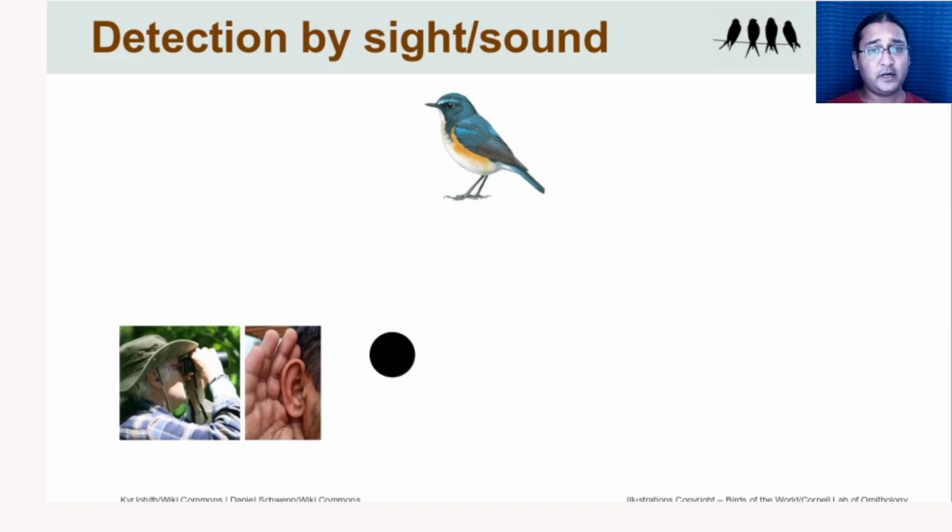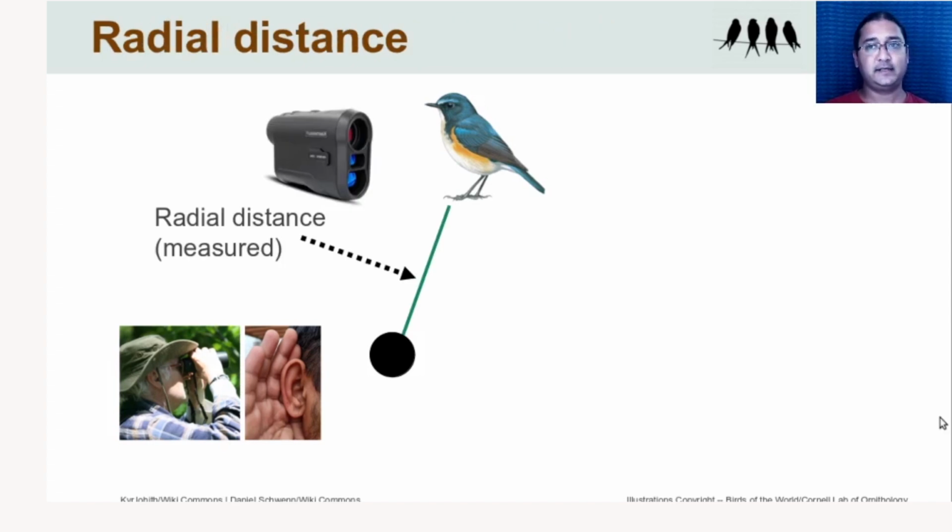In the case of point counts, you only measure the radial distance from the point. So there is no angle measured here, unlike line transects. There is no line, and so there is no bearing. And the only thing that is measured is the radial distance of the bird from the point using the laser rangefinder.